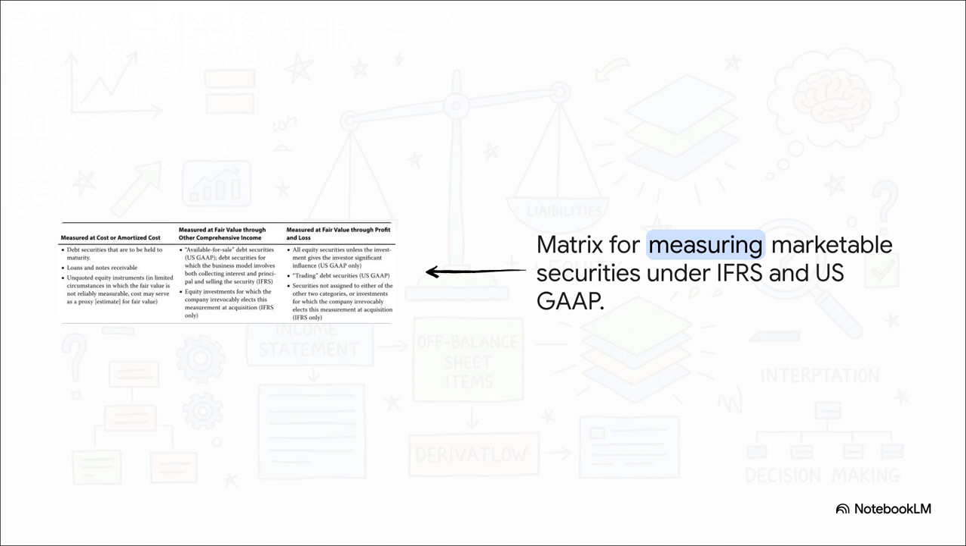Now, if it's in that middle bucket, fair value through other comprehensive income, those unrealized changes bypass the income statement entirely and go straight to shareholders' equity.